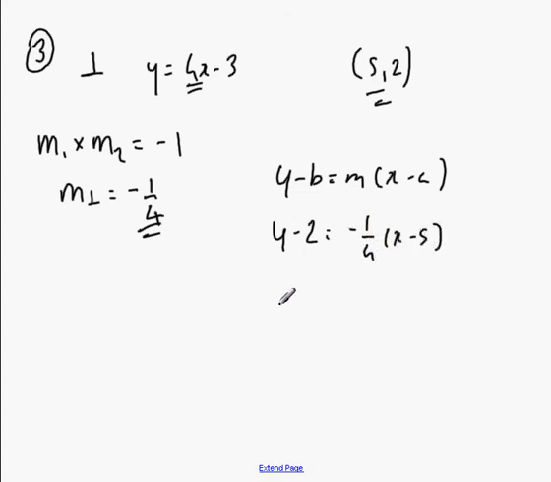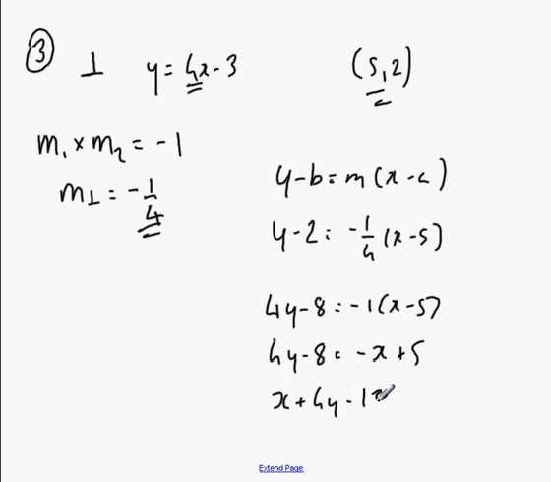We can multiply through by 4 to get rid of the fraction. 4y - 8 = -1(x - 5). 4y - 8 is equal to -x + 5. Rearranging in form ax + by + c = 0 gives us x + 4y - 13 = 0, and that's the equation of the straight line for question 3.